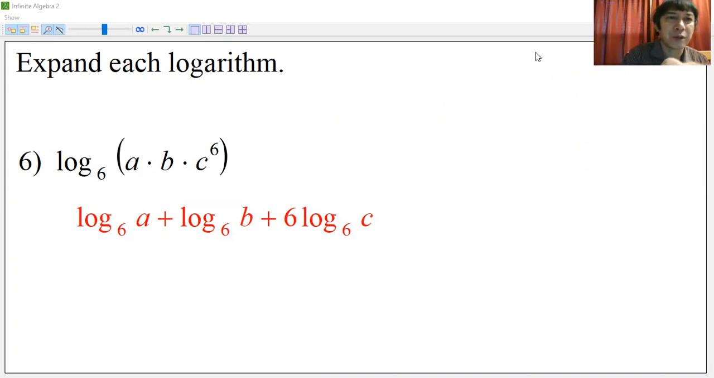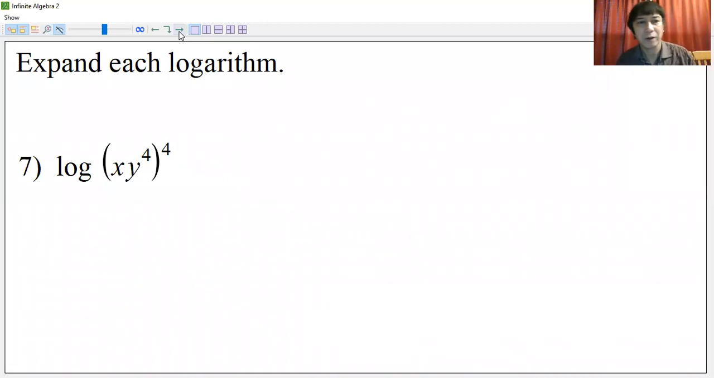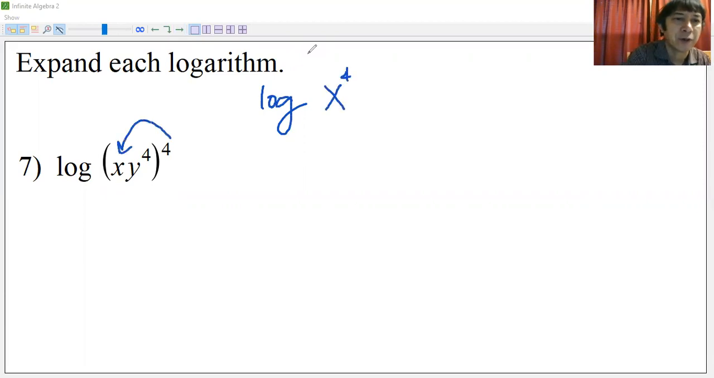Let's have number 7 here. Okay, here's number 7. Logarithm of the expression x times y to the fourth, the entire quantity raised to the 4. Okay, all right. So this will now be logarithm of x to the fourth. We can spread the 4 there. Okay, we can spread the 4, x to the fourth, and then y to the 16.